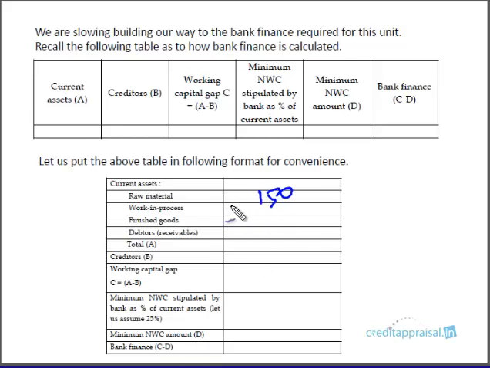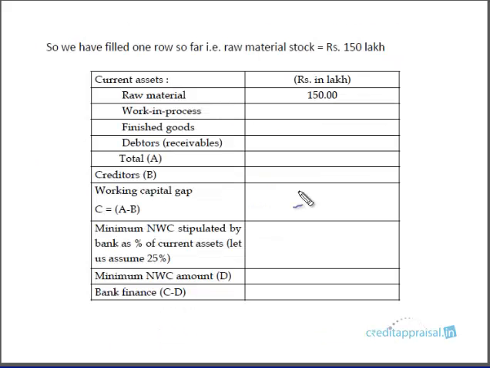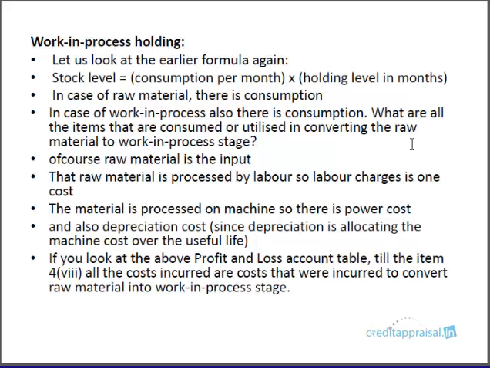For this example, we have calculated 150 lakhs as the raw material requirement for this company. The calculation we have just seen. If we fill up the table, this is what we'll get. We have entered the first line, 150 lakhs. Okay, so let us move to the work in process holding. Now let us calculate the work in process holding.